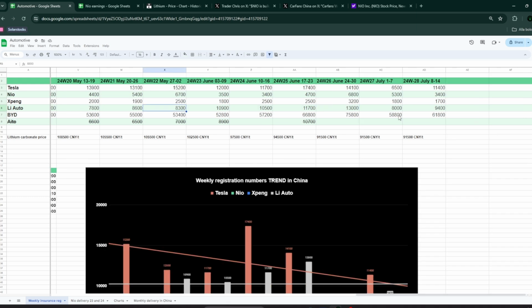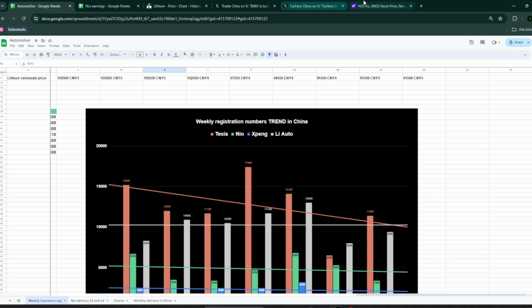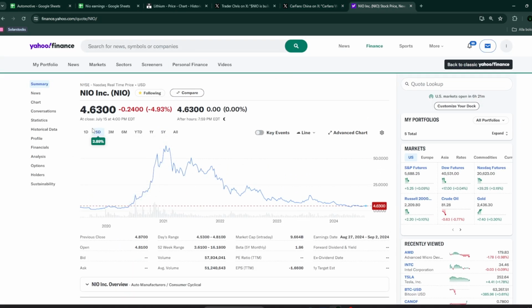So I think that's going to do it for today. It was just a quick update, but hopefully we're going to see the stock recover in the short term.